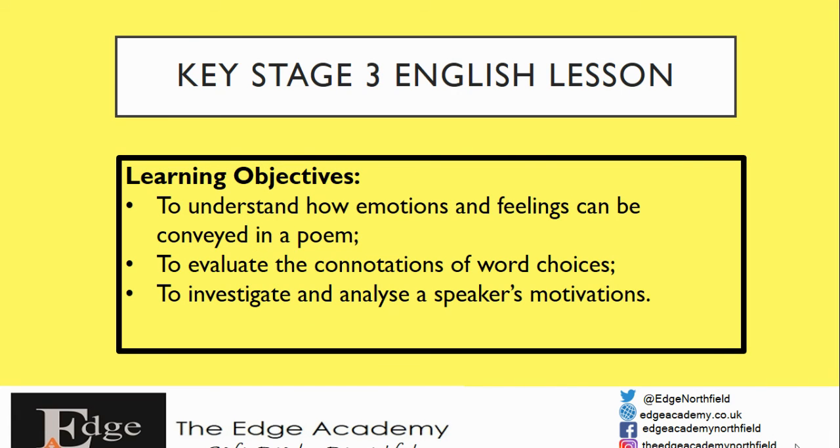So if we just go back to the learning objectives for the lesson, we were looking at how to understand the emotions and feelings and how they're conveyed in a poem. We've been looking at evaluating the connotations of word choices. So do those word choices make us think it's a male or a female? And we've been looking at why they do what they do. Then finally, to investigate and analyse a speaker's motivations. And again, like we've just said, is why do they do what they do?